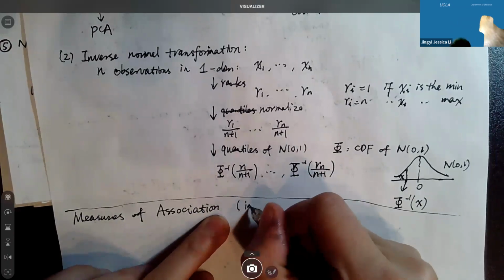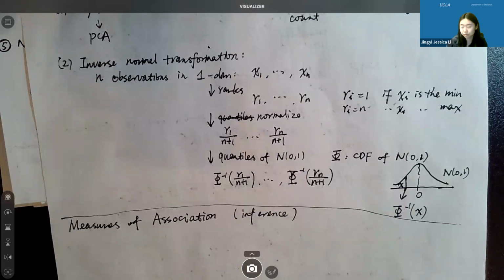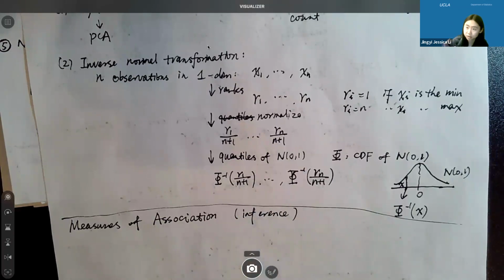If you still recall, we spent some time talking about the distinction between statistical inference and the machine learning, the learning problem. The learning problem is concerned with observations and observations, while the inference is concerned with the population structure. Here, the measures of association is about the association between two variables on the population level. That's the thing we want to infer.